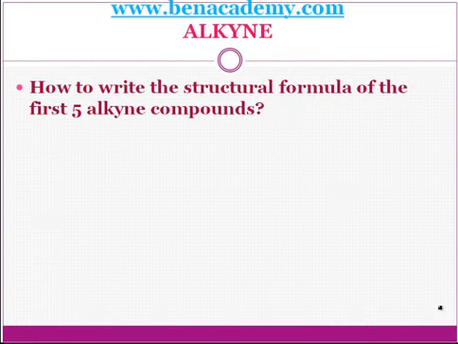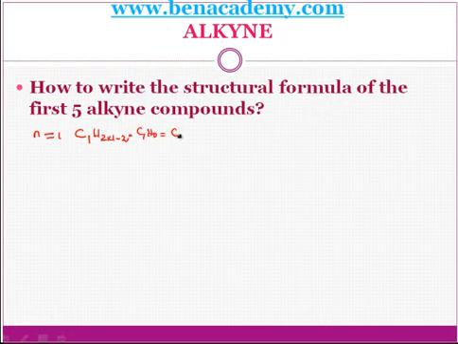Now, how to write the structural formula of the first 5 alkyne compounds? Again, it's so simple like alkane and alkene, and let us see one by one. If the number of carbons is 1, we have already learned there is no alkyne compound with only 1 carbon. C1, H, 2 into 1 is 2, 2 minus 2 is 0, therefore C1H0, that is C. So it's not a compound. Therefore, alkyne with 1 carbon does not exist.